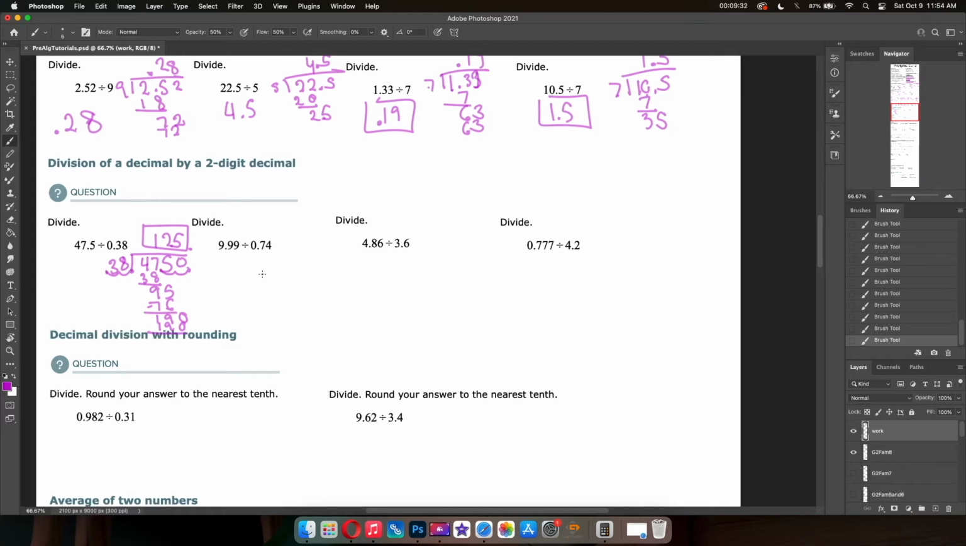Same thing again. I'm going to do 9.99 divided by 0.74. I don't want to deal with the decimal, so I'm going to move it over 1, 2. Move it over 1, 2, so the decimal answer is going to go here. 74 goes into 99 once. I definitely know that. So that's going to be 25. Let's see here.